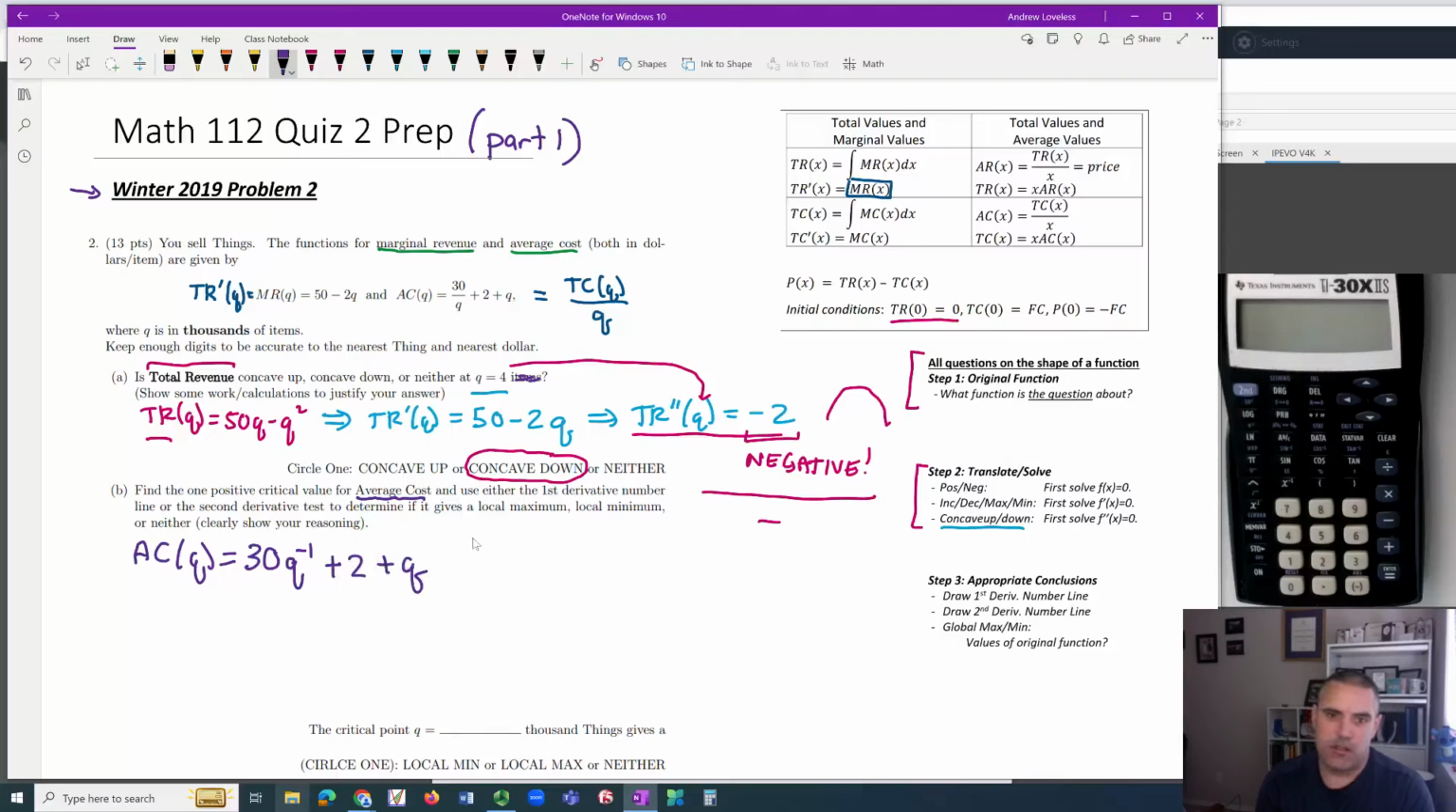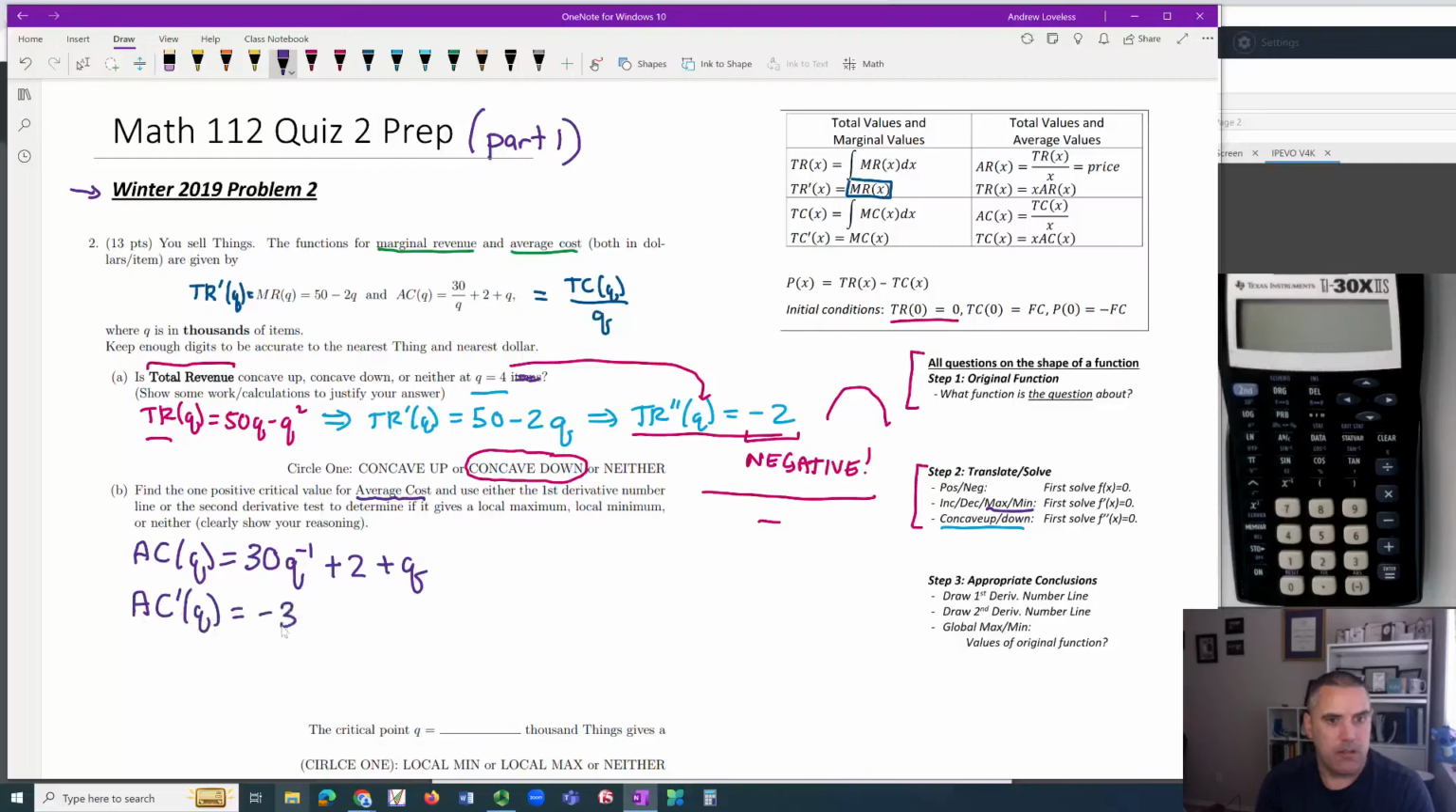And then it says use either the first derivative number line or the second derivative test to determine if it gives a local maximum or minimum. I always allow students to do whatever they want to make appropriate conclusions. But the moment you see local max and min, you should be thinking, I need to find when the first derivative is 0. The first derivative of what? The first derivative of whatever the question's about. Okay, so we're going to do that.